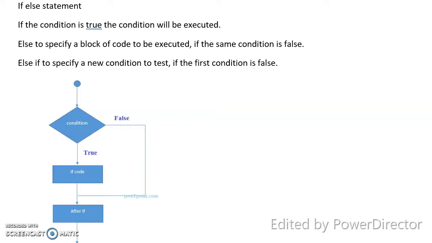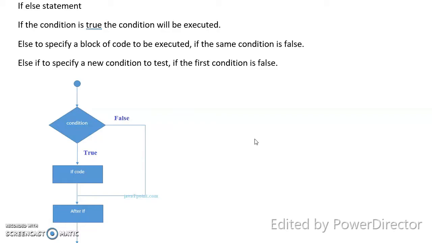Hi, today I'm going to explain the introduction of the if-else statement. Firstly, if the condition is true, then the specified code will be executed. Else specifies a block of code to be executed if the same condition is false. Else if specifies a new condition to test if the first condition is false.